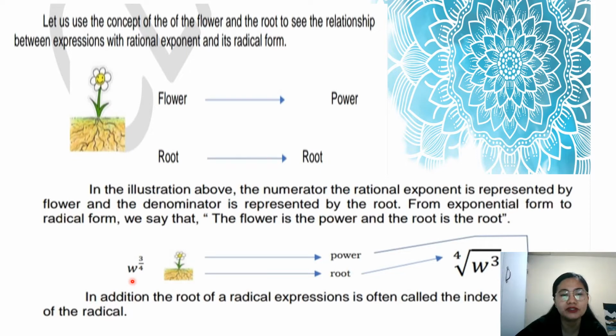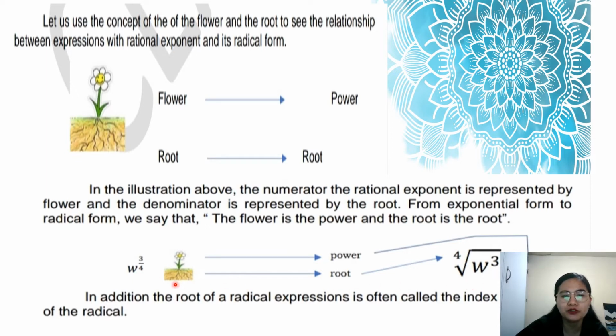For example, we have here an expression in exponential form. So we have W raised to 3/4. So yung 3, that is our numerator ng fractional exponent natin. And then 4, yun yung denominator ng fractional exponent natin. So, yung 3 po, that is the flower or the power. And 4, that is the root. So, kung i-rewrite natin itong expression na to into radical form, ganito po ang itsura niya.